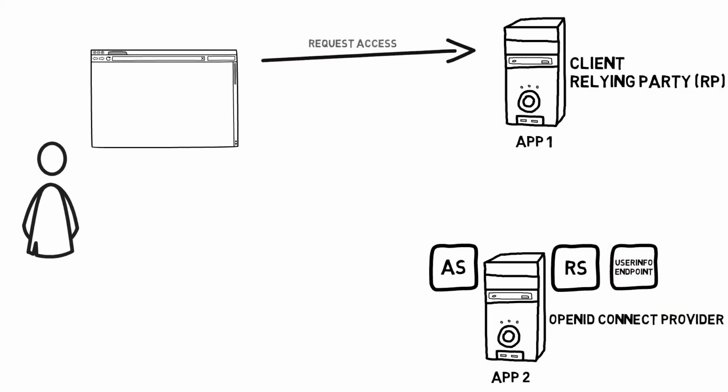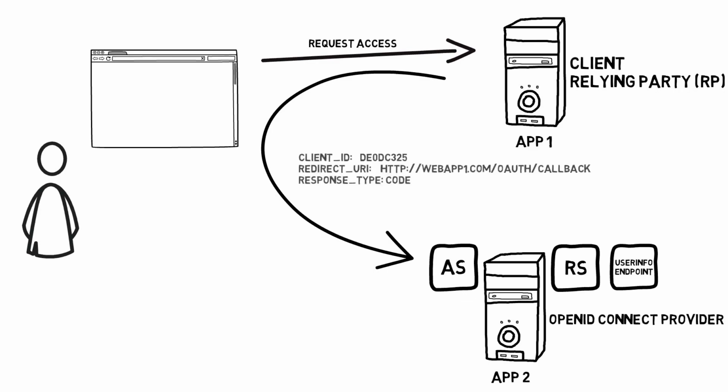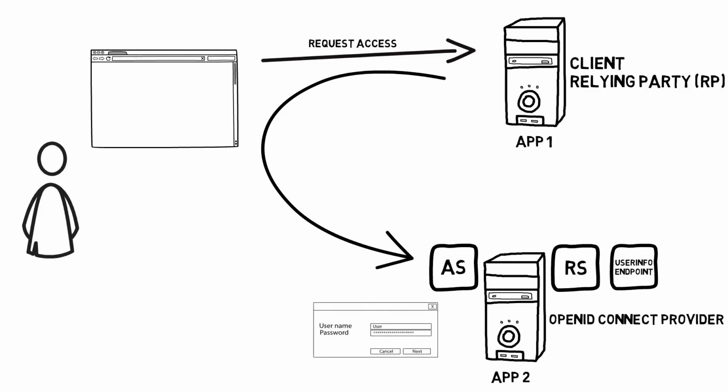When the user tries to access App 1, App 1 redirects the user to the configured OpenID Connect provider for authentication. This is done with a redirect message, very much like in our original OAuth 2.0 flow, but with one additional scope, the OpenID one. The user authenticates into the provider, and an authorization code is sent back to application 1.